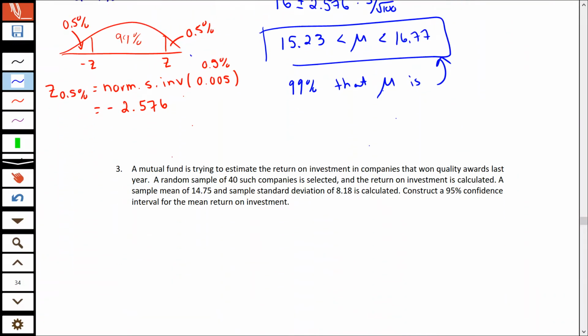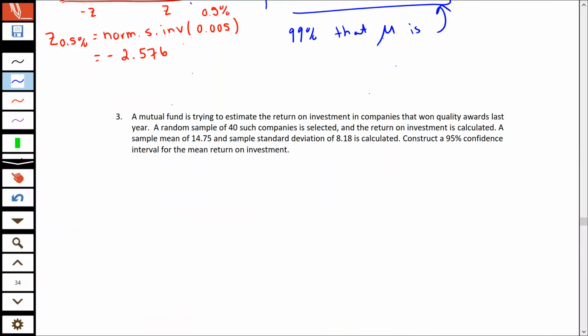So question 3 here says that a mutual fund is trying to estimate the return on investment in companies that won quality awards last year. A random sample of 40 companies, so we've got our sample size of 40, was selected, and the return on investment is calculated. A sample mean, so we've got our sample mean is 14.75, and the sample standard deviation, so we've got an S here, of 8.18 was calculated.